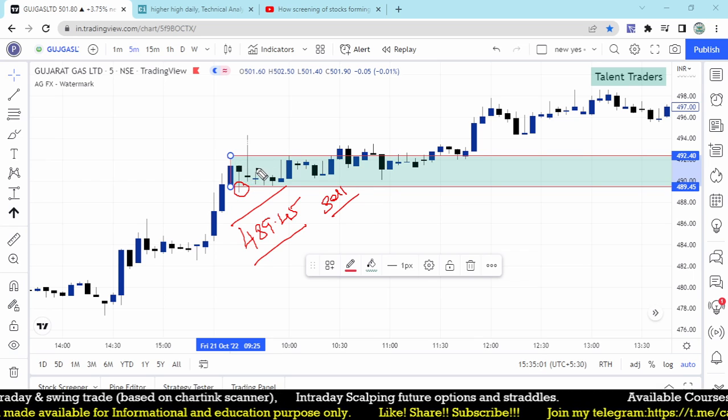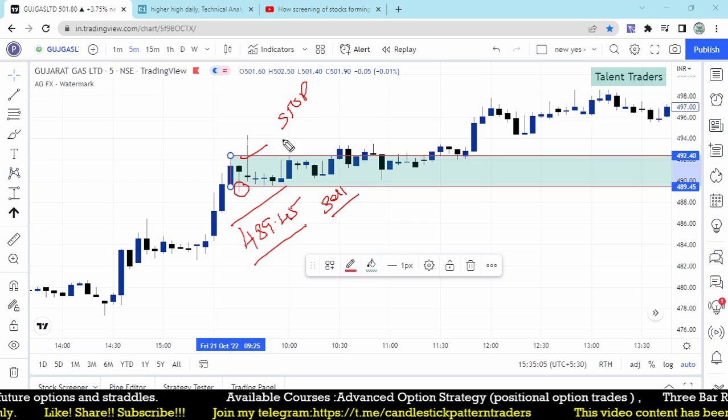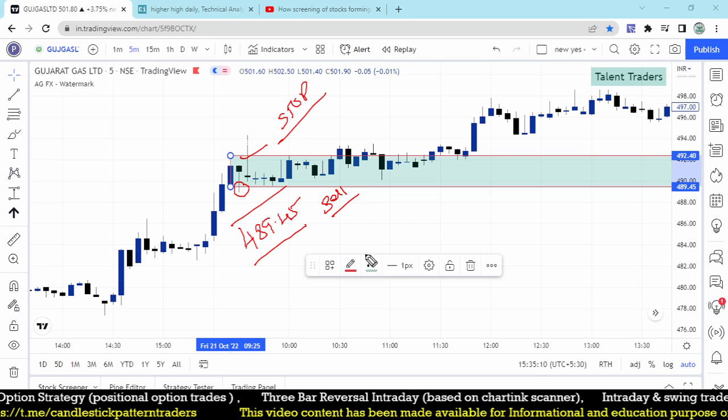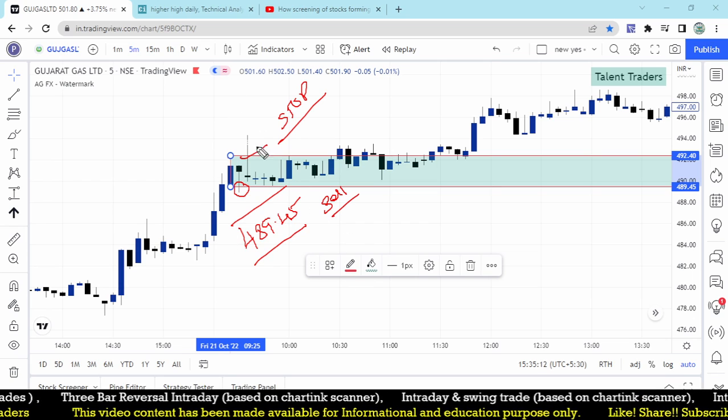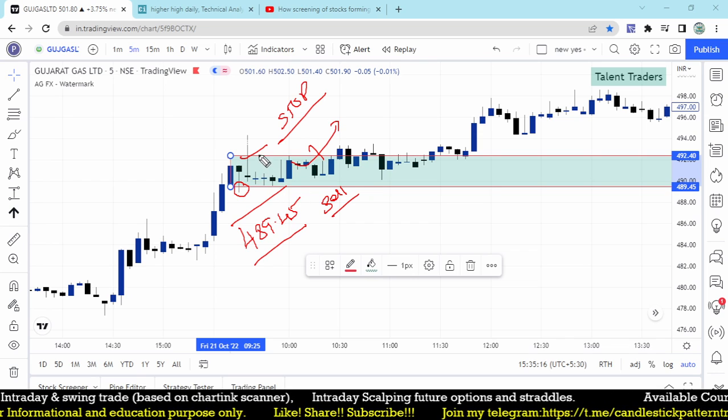And the second, immediately the next candle, it triggers your stop. So there are 2 chances at this moment where it can reverse from the top or it can continue the uptrend. So what happened in this stock? It again stopped.